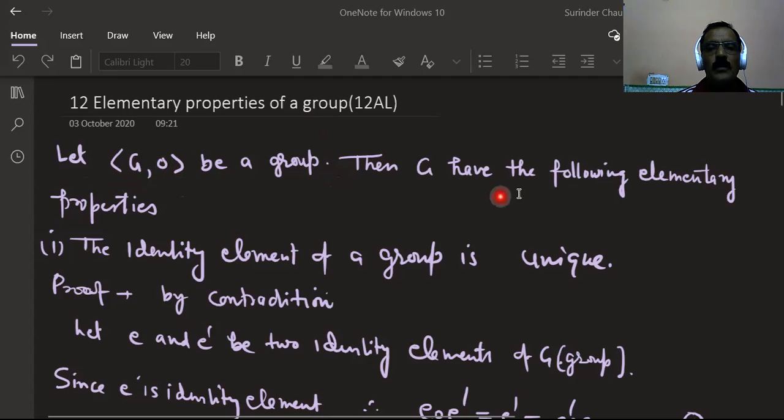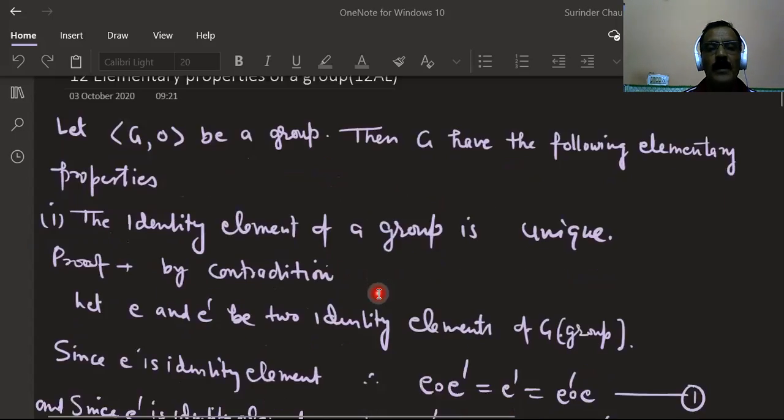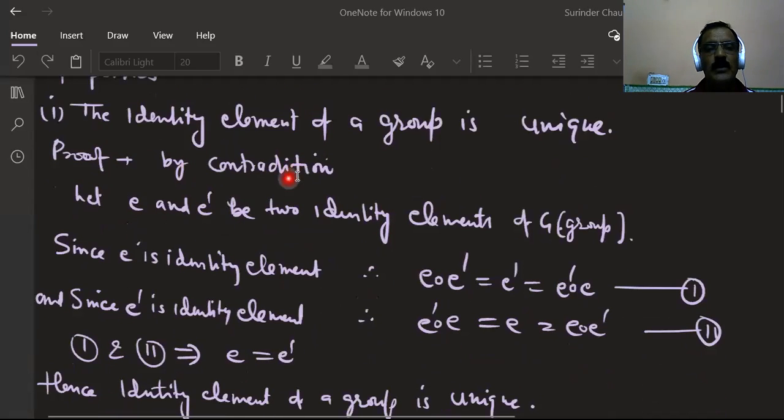So the first property is the identity element of a group is unique. So we prove the uniqueness of the identity element of a group. We'll prove it by contradiction. Contradiction means, let us suppose that e and e' be any two identity elements of G, a group with a binary composition defined on it.